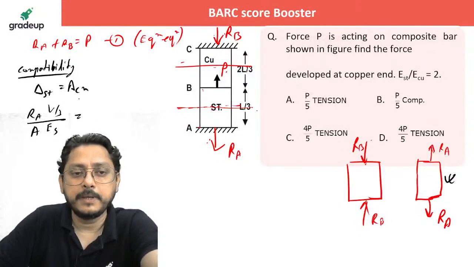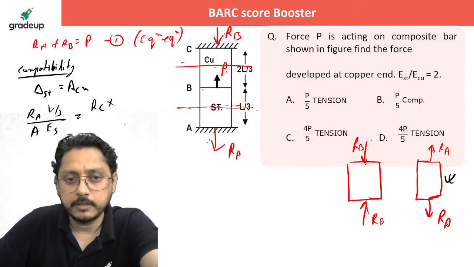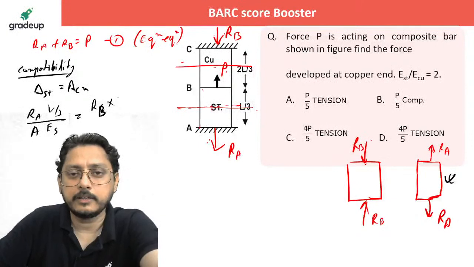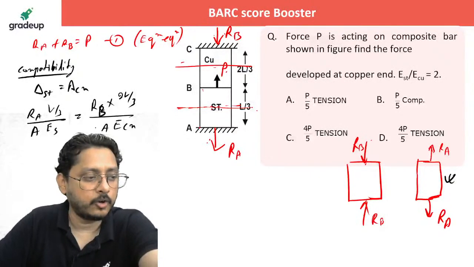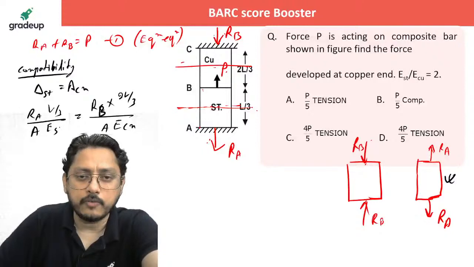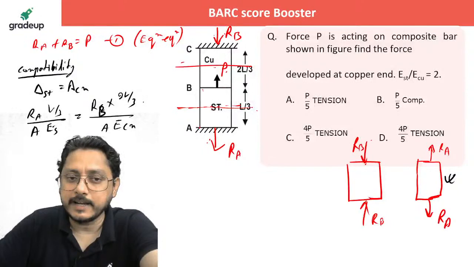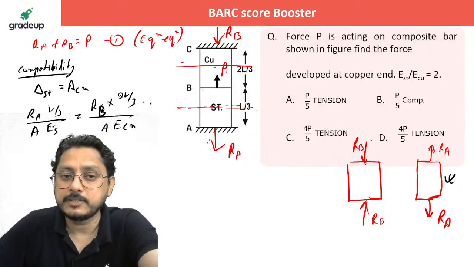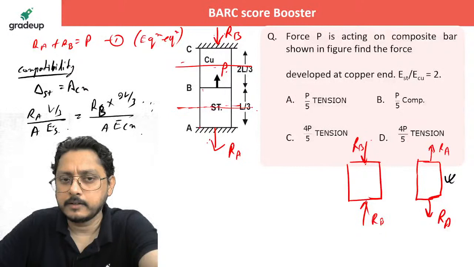Another one, PL by AE, that is RB into PL. L is how much? 12 by 3, by A into E of copper, right? E of copper. And simplify this one. See, E of steel by E of copper is already given as 2. If I send that ES to the other side, it will become what? ES by ECU will be 1 by 2, isn't it? It will become 1 by 2. Sending it to that side, ES will become 2 only.